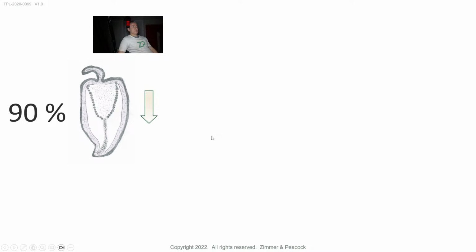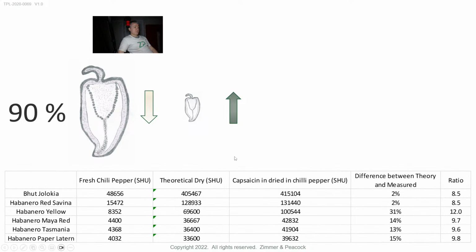Because what happens is that when you dry it, as part of processing, it essentially reaches 1/10 of its original volume. Which means that as the water content goes down, the heat goes up. This is just a simple density effect: you've got more capsaicin packed into a smaller volume. So if you look at these chilies here, we've got fresh chilies.